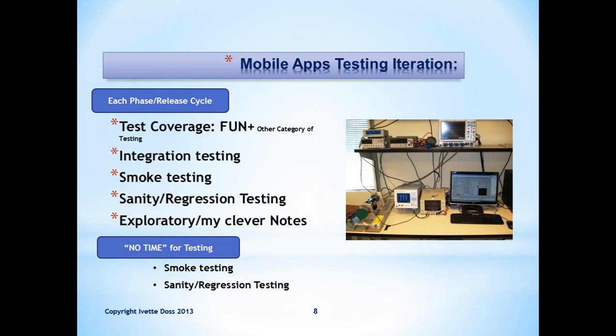So at this point, it's what I call exploratory, and it's based on your clever notes. You collect special comments when you execute test cases, because when we execute all this test coverage, integration, smoke, sanity, it's always based on test cases. We are actually limited in exploring more, going left and right, because the main purpose is that we need to cover what we framed in test cases.